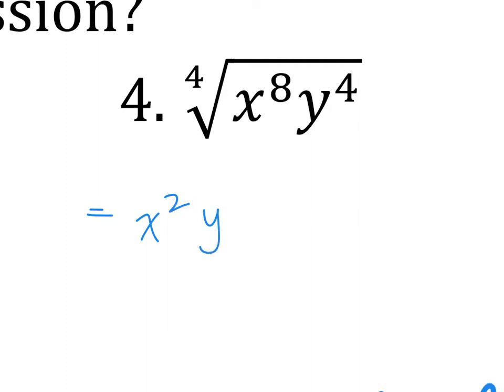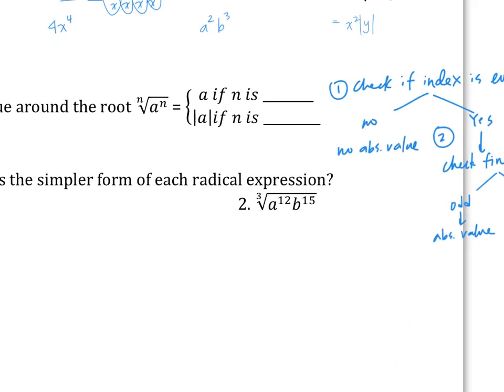All right, so now we're going to look at the final exponent. The ones that have odd exponents, we're going to put an absolute value around. If it's even, no absolute value. So which one needs absolute value? Y. Correct. All right, let's practice.